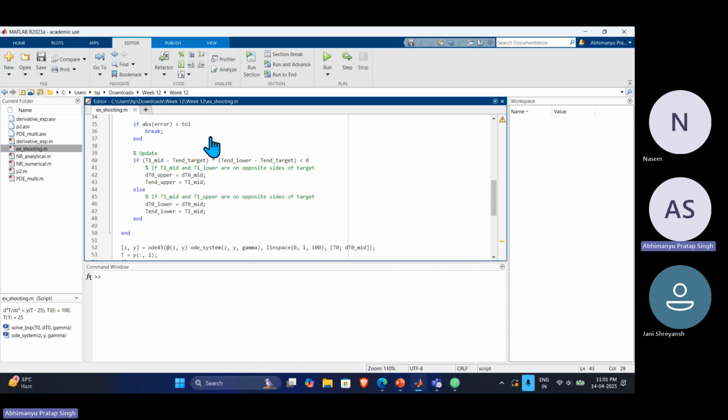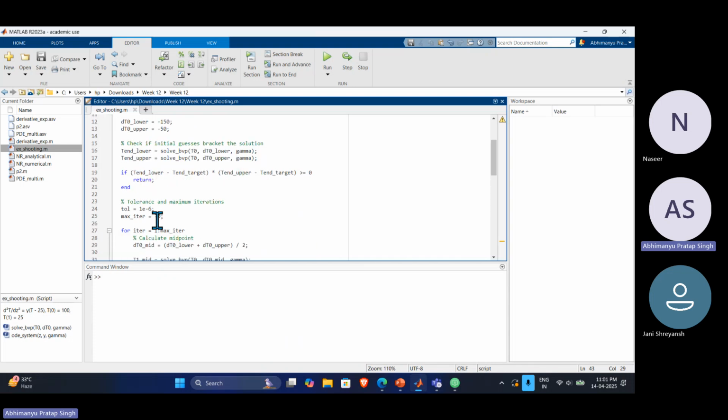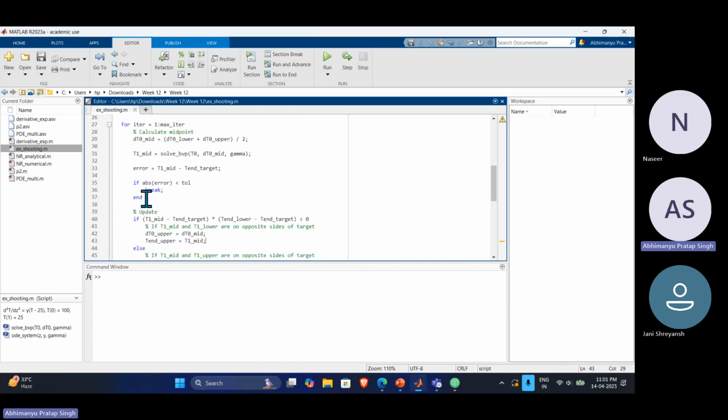And then this loop will continue until I get my absolute error less than tolerance. And then I will break out of this loop. Okay.